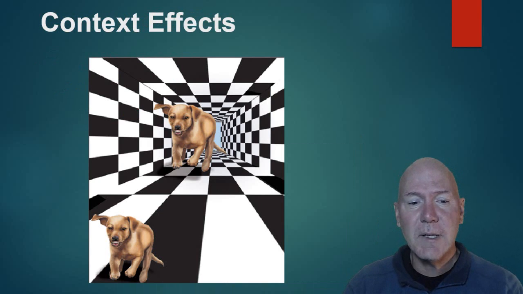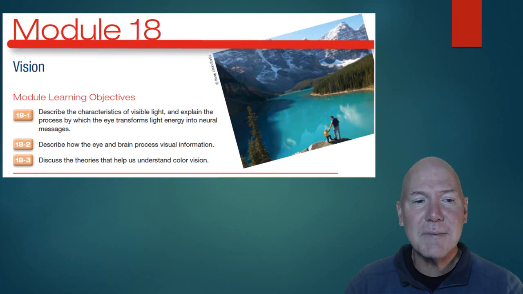Context effects make a difference. These dogs, the one on the top looks larger, but because it looks farther away, we perceive it as being bigger, even though they're exactly the same size.